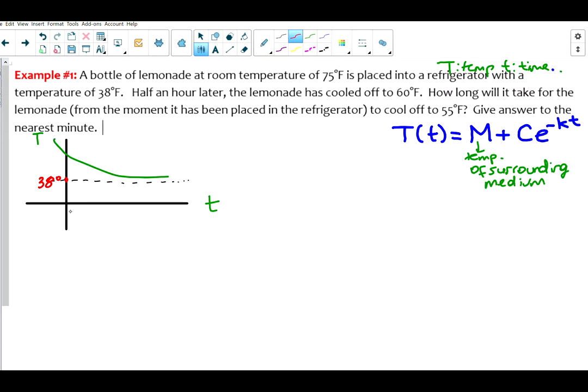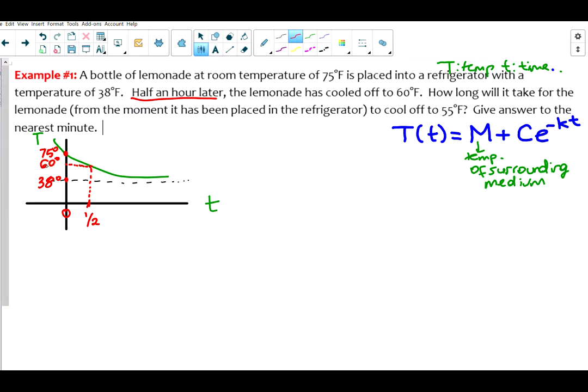But in the beginning, when time equals 0, it was placed in there while it had a temperature of 75 degrees. So in the beginning, the temperature was 75 degrees. Eventually, it will become 38 degrees. Also, we're given that half an hour after it was placed in the refrigerator, it has cooled off to 60 degrees. So this is not going to be up to scale or anything, but I just want to give you a visualization here just to see roughly what's happening. So half an hour later, it has cooled off to 60 degrees. So again, very, very rough graph here. Half an hour later, it's at 60 degrees.